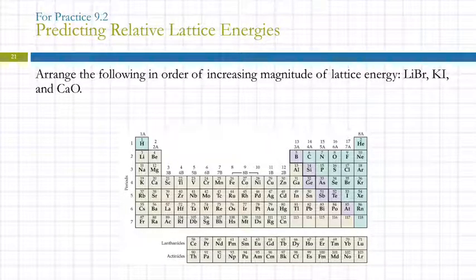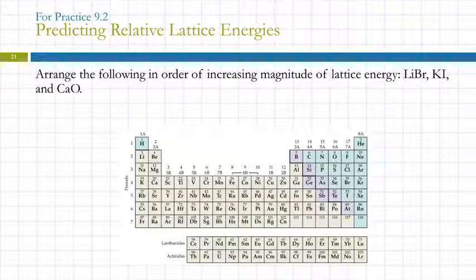Okay, so this is the sort of thing you might see on a test. Arrange the following in order of increasing magnitude of lattice energy. Remember, when you're asked to arrange something in order of increasing, that means you start with the smallest, and then you go to the next biggest, and the next biggest. You end up with the largest. Okay? So we've got lithium bromide, potassium iodide, and calcium oxide.